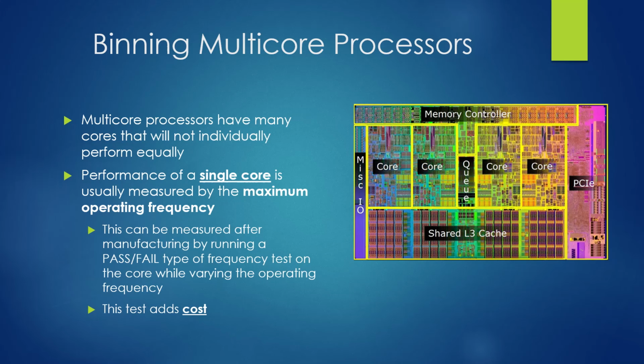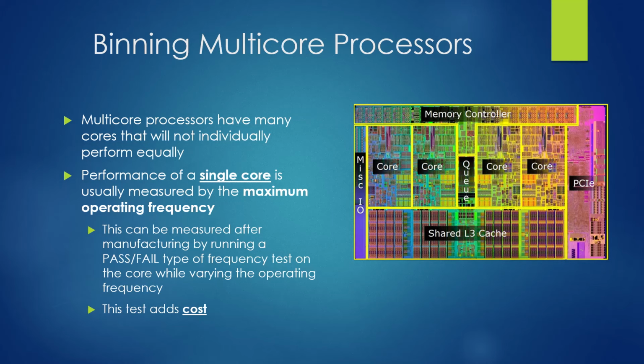So binning for multi-core processors can be particularly difficult. The same basic concepts apply to multi-core processors as the other devices previously mentioned. Each core in a multi-core processor will have slight variations due to the manufacturing process and will actually perform differently. The performance of a single core in a multi-core processor is usually measured by the maximum frequency at which the core can operate before it begins to fail.